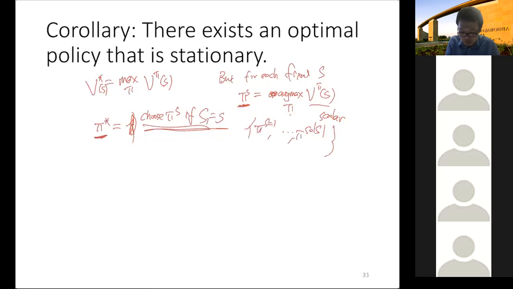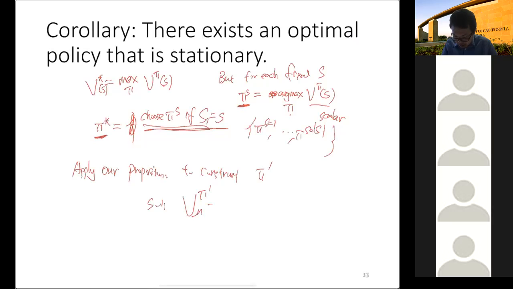So then we can apply our proposition to construct a pi prime such that V pi prime is equal to V of pi star for all initial state distributions, and therefore for all initial states.